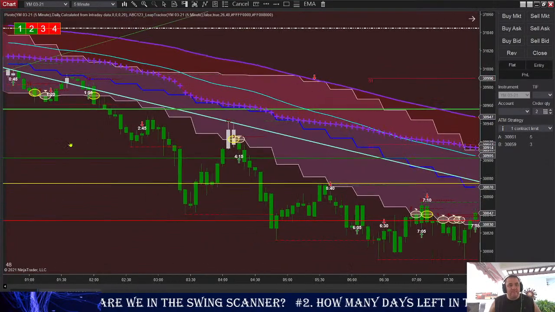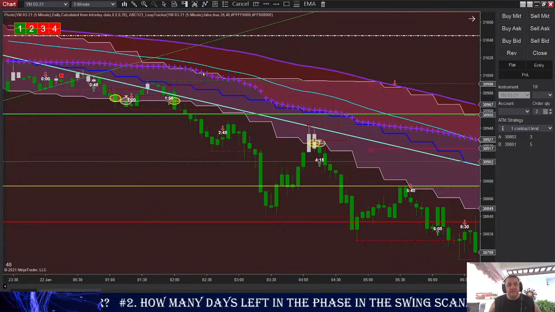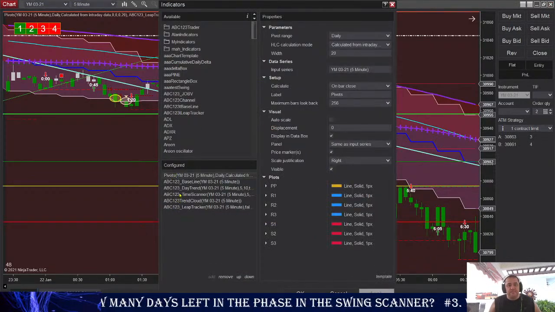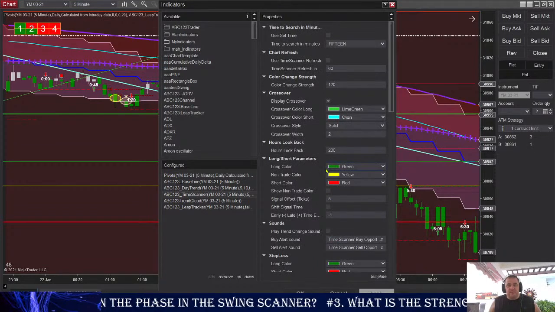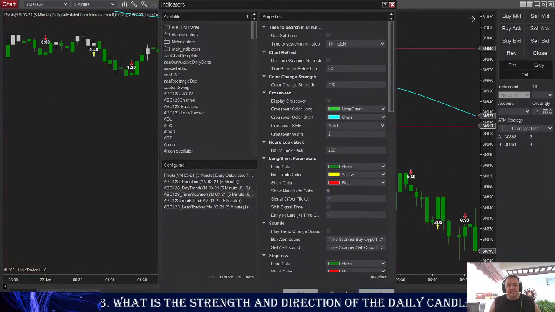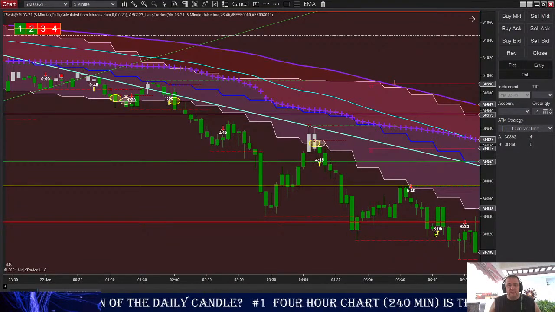Okay, so on the buy phases, because we are having an aggressive sell-off. Oh, you know what I'll do as well, guys? I have to show you an option on the time scanner. On the time scanner, see this green, yellow, red? You can change your colors. Show non-trade color. What that does is once you activate this, you will see this yellow arrow. It was green before. Yellow, yellow.